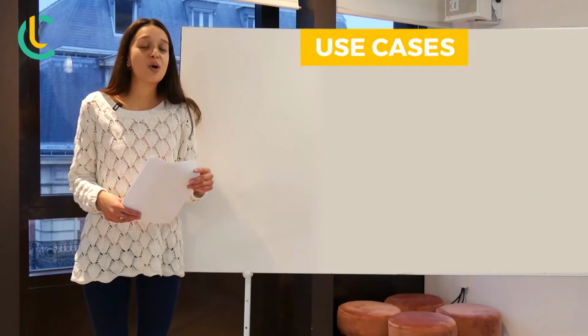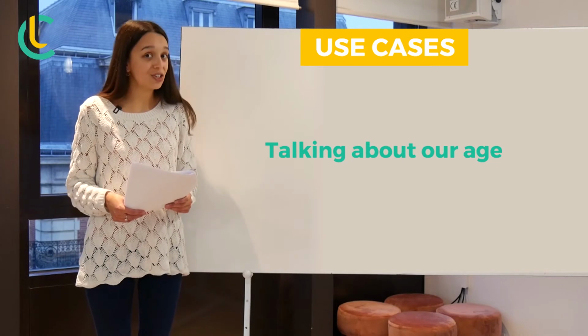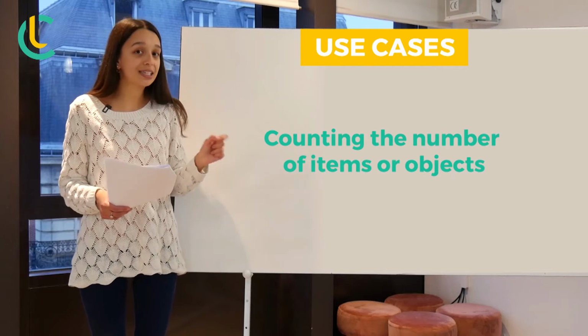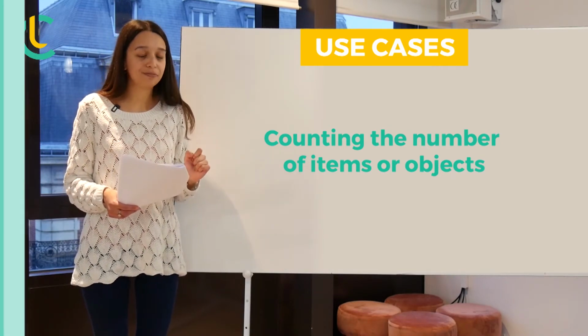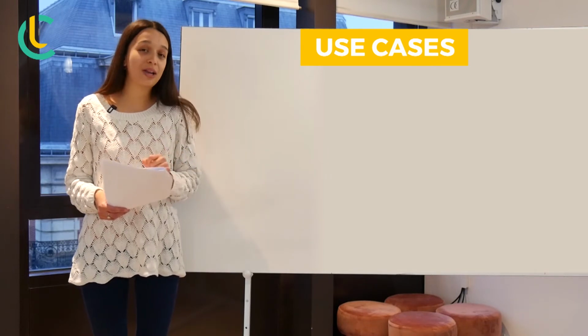When do we use these numbers? So one instance where we use numbers is when we are talking about our age. Another time is when we are counting the number of items or objects. And one really important time when we use numbers is when we are talking about years. So when we are talking about years in English, there are many various ways that you can say them. And there are some rules, so we will go through them right now.